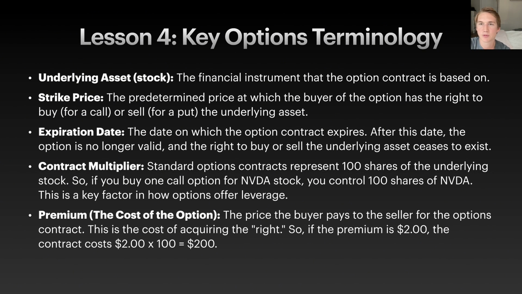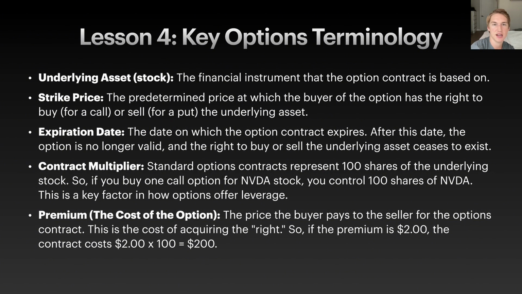Now, some key options terminology. Underlying asset. This is the financial instrument that the option contract is based on. So if you're buying an Apple call, the underlying asset would be Apple. Strike price, the predetermined price at which the buyer of the option has the right to buy for a call or sell for a put of the underlying asset.